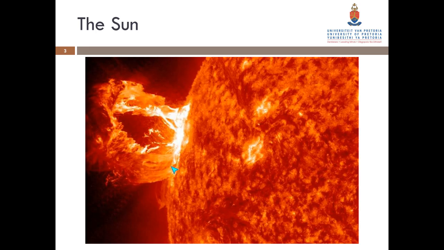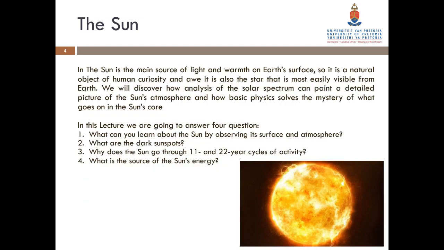Shooting out of our own sun. Yes, that is a solar flare. So that is an eruption on the sun's surface that ejects matter, and that's through the magnetic field lines of the sun is being pulled back in. And we are going to talk about that quite a lot in this lecture.